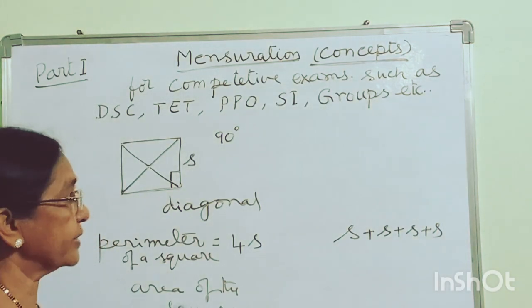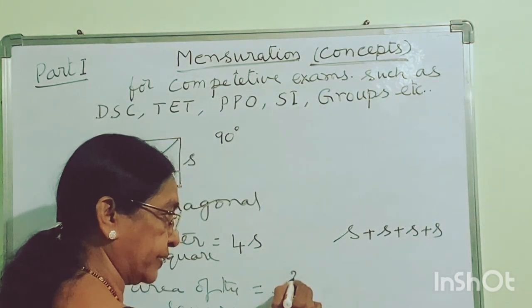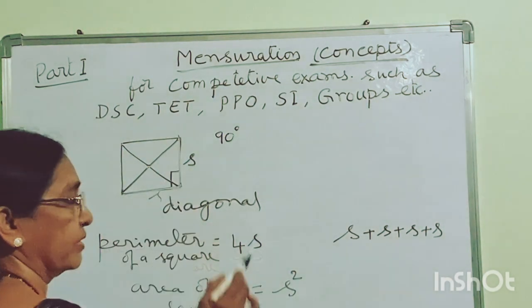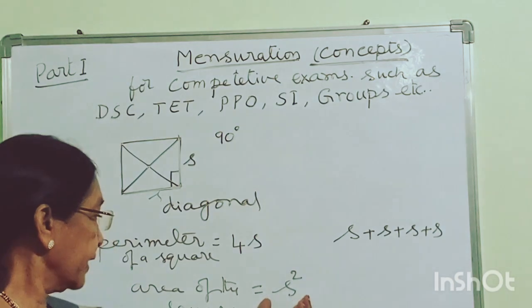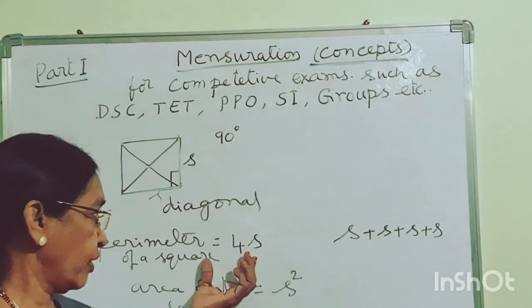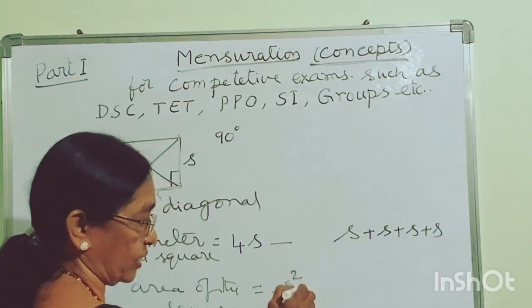And the area of the square, whose side is S, is equal to S squared, S into S, this side into this side. All sides are equal. Therefore, the area of the square is equal to S squared. The perimeter of a square is equal to 4S, but we have to write the units also here.